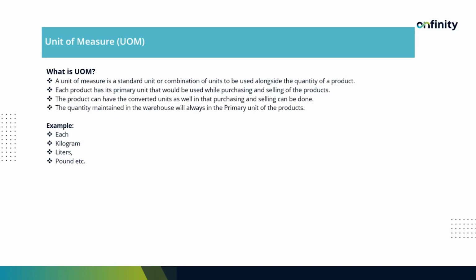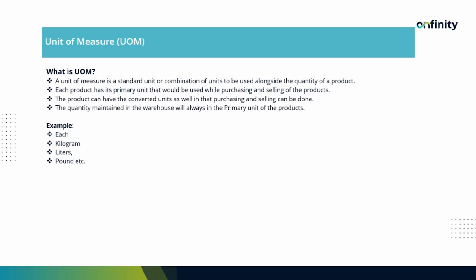Examples of UOMs include each, kilogram, liters, and pound. By default, the Onfinity system includes some system-created UOMs that can be linked to a product. A UOM includes UOM code, name, symbol, standard precision, costing precision, and description.